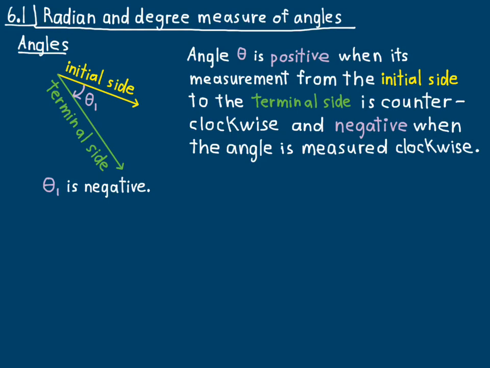Now if I made this green one the initial side and this the terminal side, then it would be positive. So the angle depends on how you're measuring it. And that might seem unusual to those of you who are used to measuring angles in triangles and such, where the angle is always positive. But we do this for a reason.